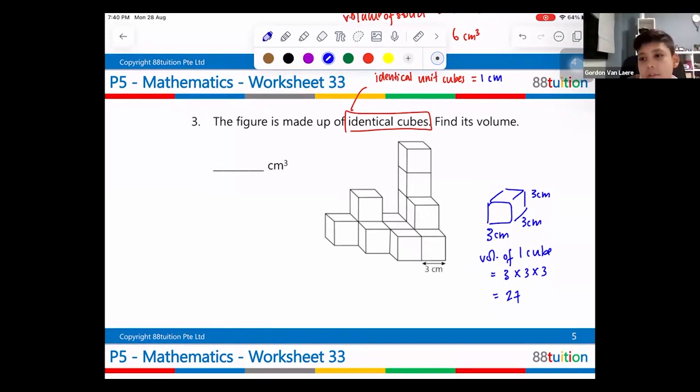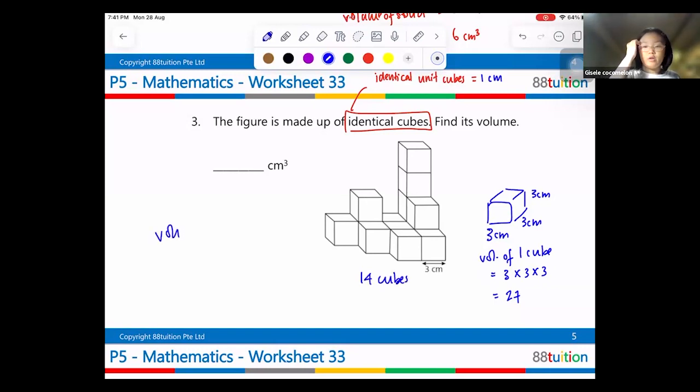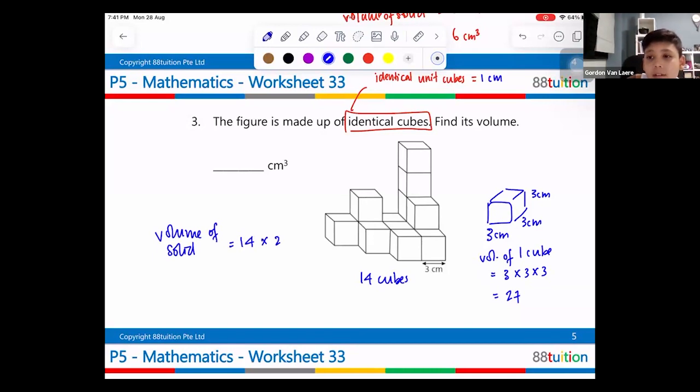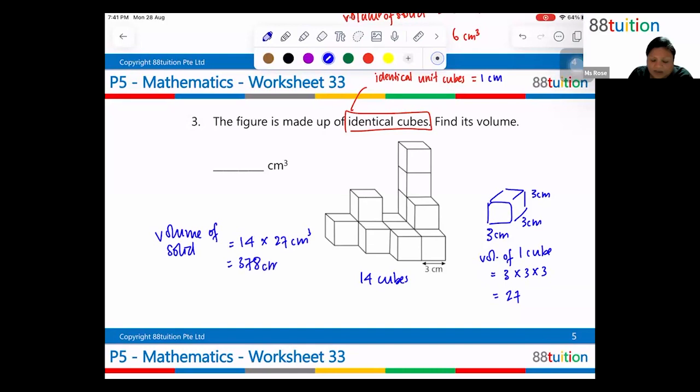There are 14 cubes, so you have to do 14 times 27. That's right. Because there are 14 cubes, and one cube's volume is 27, in order to find the total you have to times 14. That will give you 378 cm cube. That's right. 378 cm cube. Okay. So 378 cm cube. Yes, Shane, go ahead. All right.